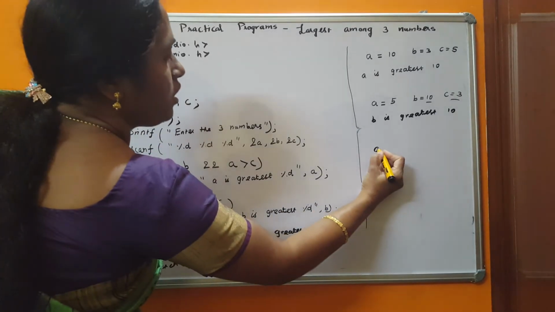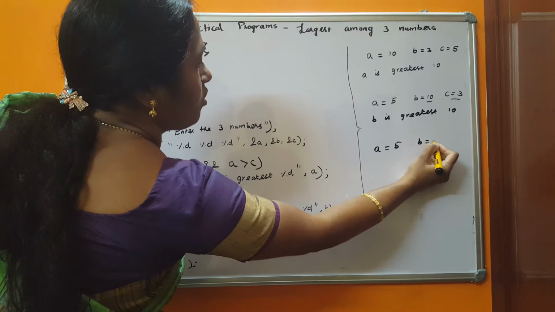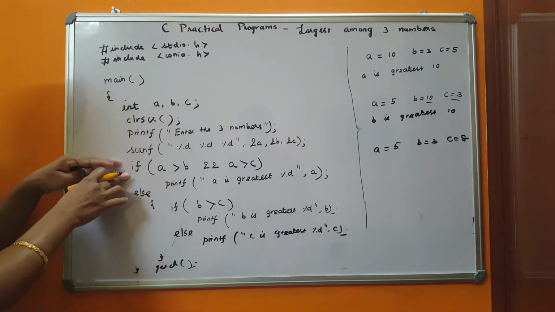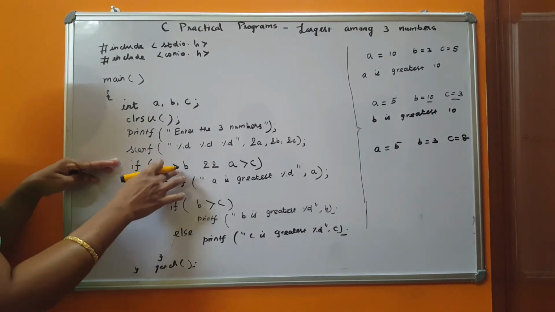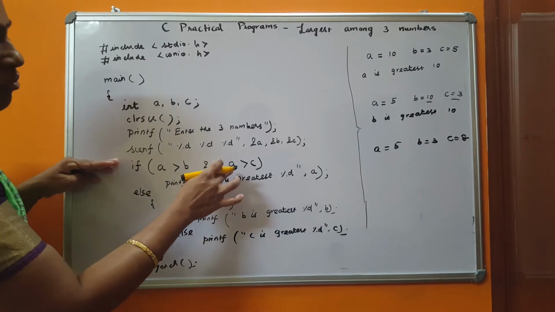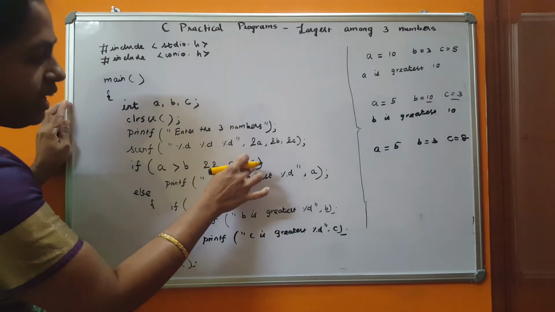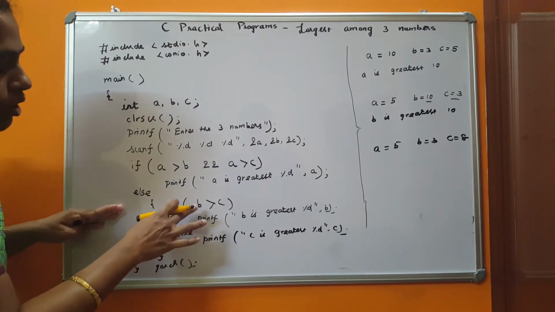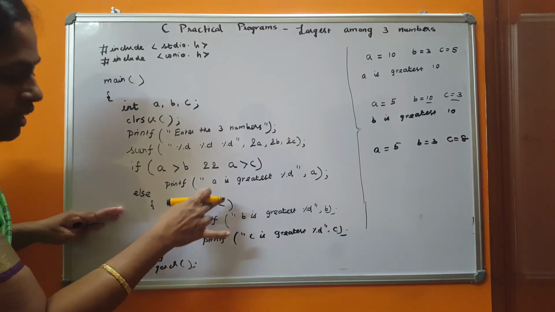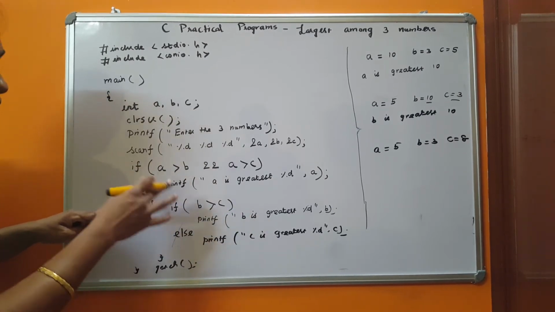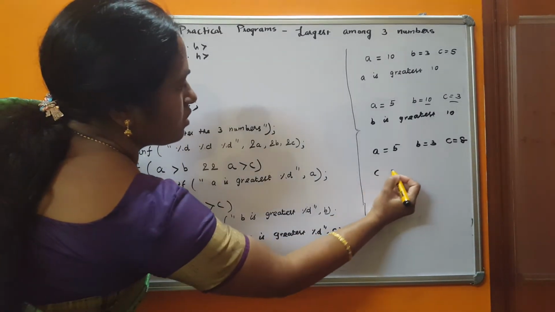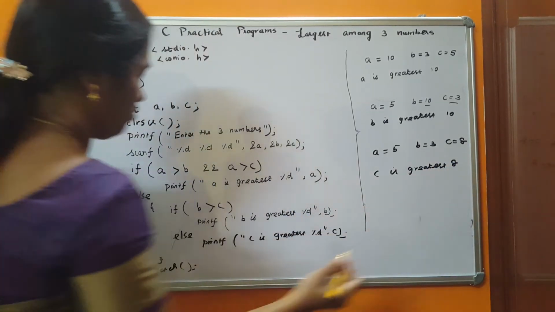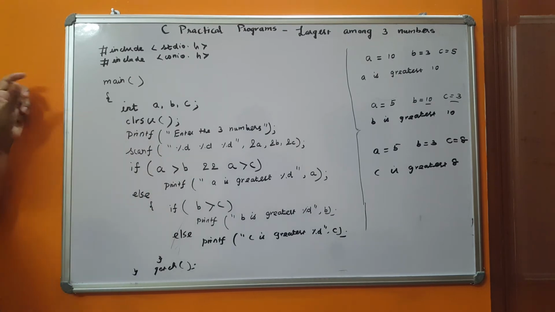If the input is a equal to 5, b equal to 3, c equal to 8. If we give this input, the first condition is a greater than b, 5 greater than 3. This condition is true, but a 5 greater than c 8 is false. So it comes to the else block. If b greater than c, now the b value is 3. Which one is greater than 8? This condition is false. So in this input, it displays c is greatest. This is the largest among three numbers C program.